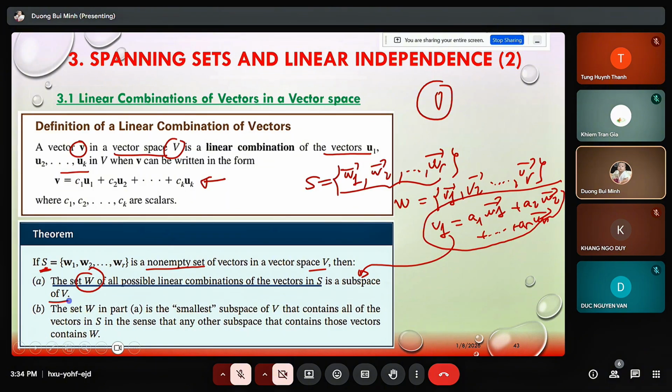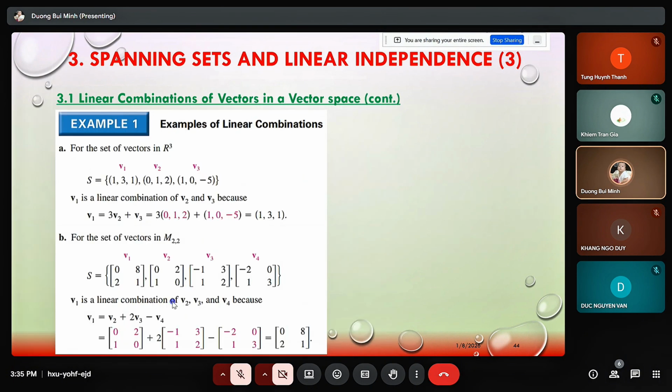Then the set W in part A is the smallest subspace of V that contains all the vectors in S, in the sense that any other space that contains those vectors contains W. Maybe it's a little bit complicated to understand, but we have an example.